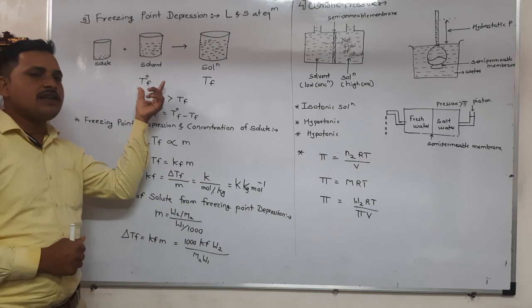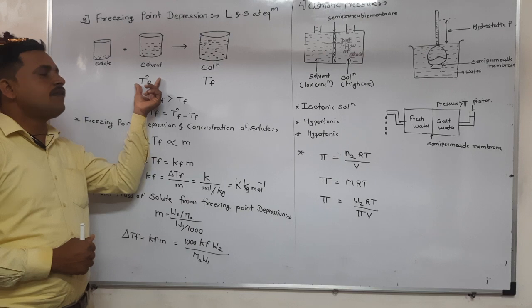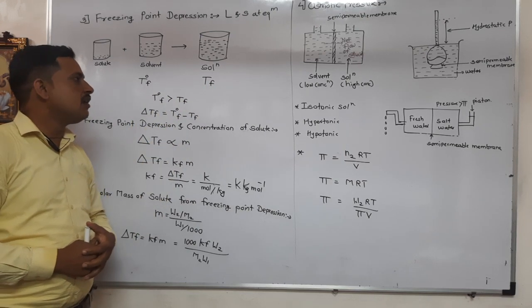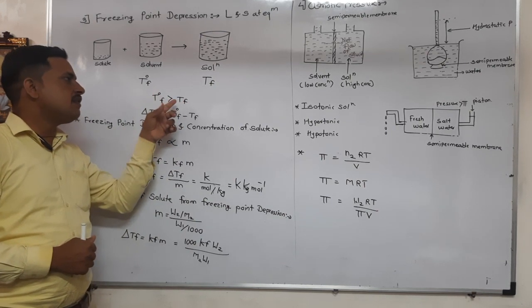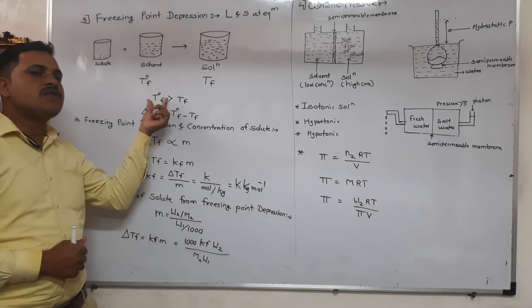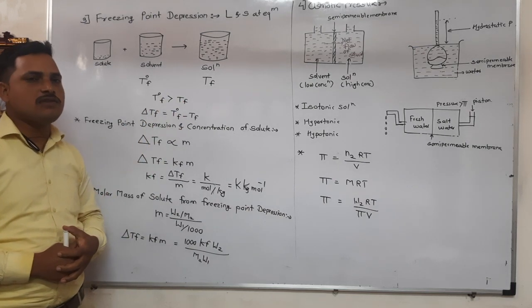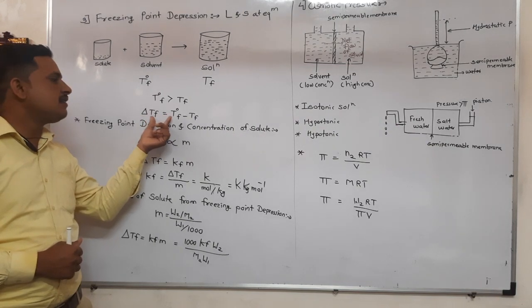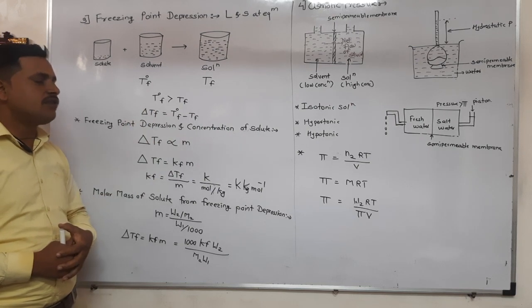In a simple way, we can say that if T naught F is the freezing point of the solvent and Tf is the freezing point of the solution, in mathematical way we can simply write T naught F is greater than Tf. This means the freezing point of the solvent is greater than the freezing point of the solution. The depression in the freezing point, delta Tf, is calculated as T naught F minus Tf. This is about the freezing point depression.